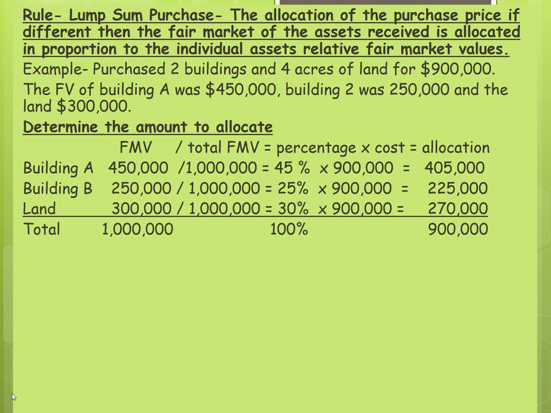So building A, as you notice, when we add up building A, building B, and land, we get a total fair market value of $1 million, which is greater than $900,000. So what we have to do is prorate the $900,000 based on a weighted amount. So we're going to take the $450,000 for building A and divide by the total fair market value, which gives you a percentage of 45%. And then we take that times what we paid, and that tells you how much of the $900,000 we are going to allocate to building A.